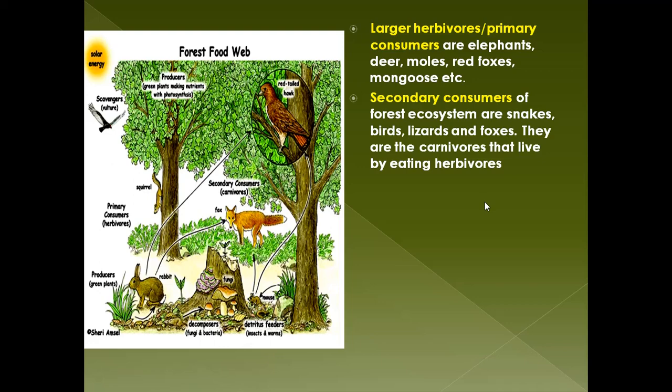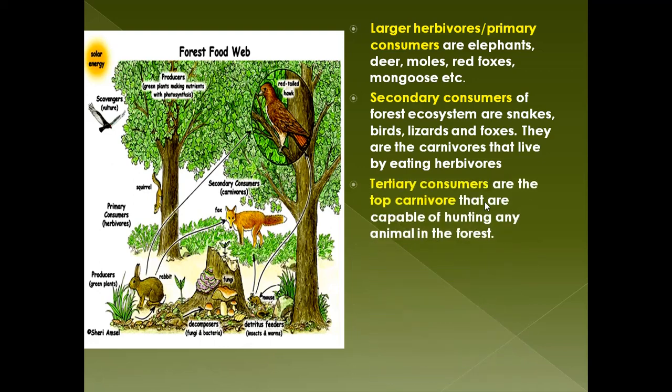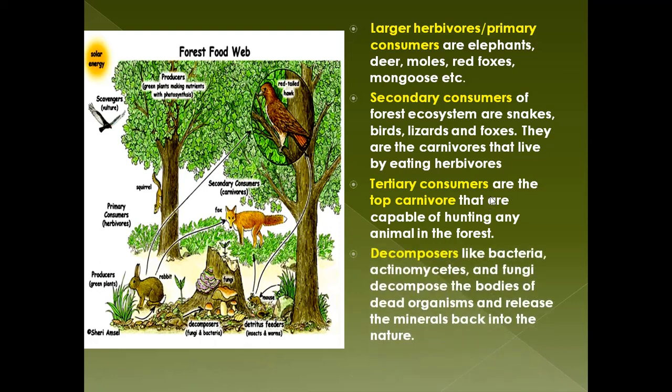Then come the tertiary consumers, or the top carnivores, that are capable of hunting any animal found in the forest. And the decomposers lastly, like what we have seen, bacteria, actinomycetes, and fungi, that decompose the dead bodies of plants and animals, and their organic matter is broken down into inorganic minerals, which are available to the plants again for their growth and development.